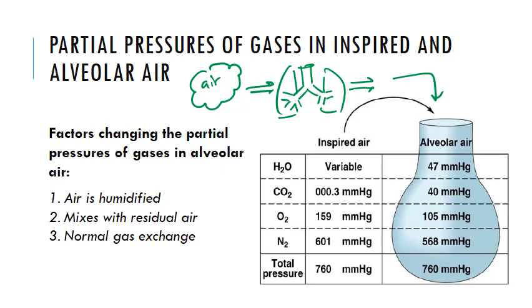So as air enters the bronchial tree, it is humidified, and you can see this change here. Increasing water vapor content, it mixes with residual air left over from the previous breath, and gas is also being exchanged actively in the alveoli. So for these reasons, we can measure and track the differences from inspired air to what's actually found in the alveoli. Can you see this difference here?